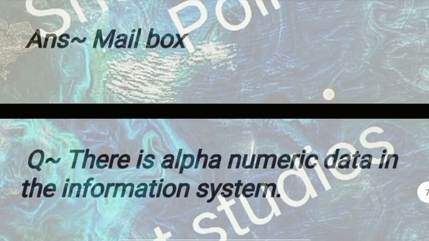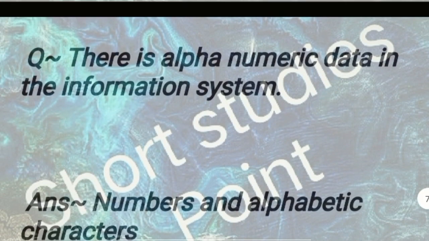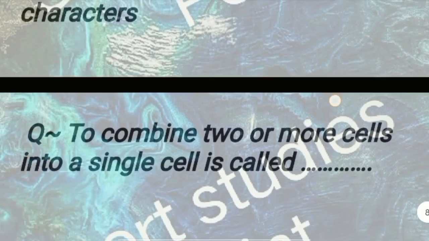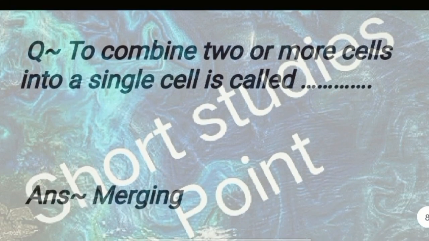Answer: mailbox. Next question: What is alphanumeric data in an information system? Answer: numbers and alphabetic characters. Next question: To combine two or more cells into a single cell is called dash. Answer: merging.